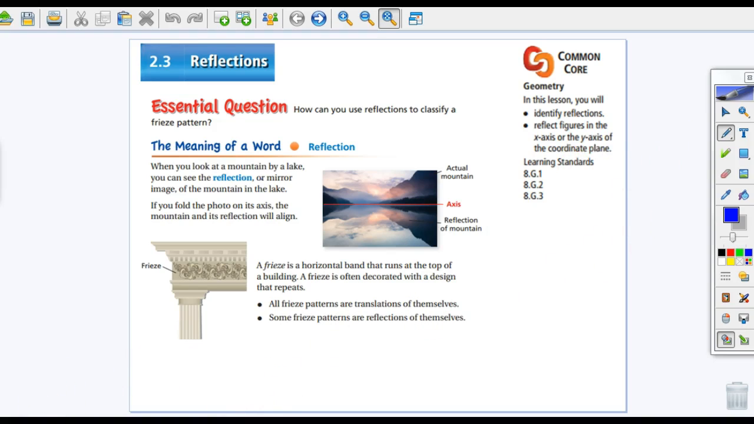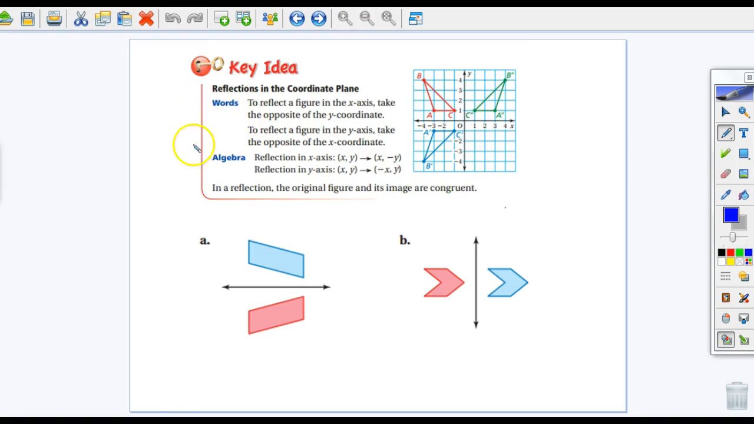So go ahead and push pause, write that down, and when you're ready, we'll continue. All right, hopefully you have that written down. Let's go ahead and go on here. This is the key idea that I do want you to write and copy down.